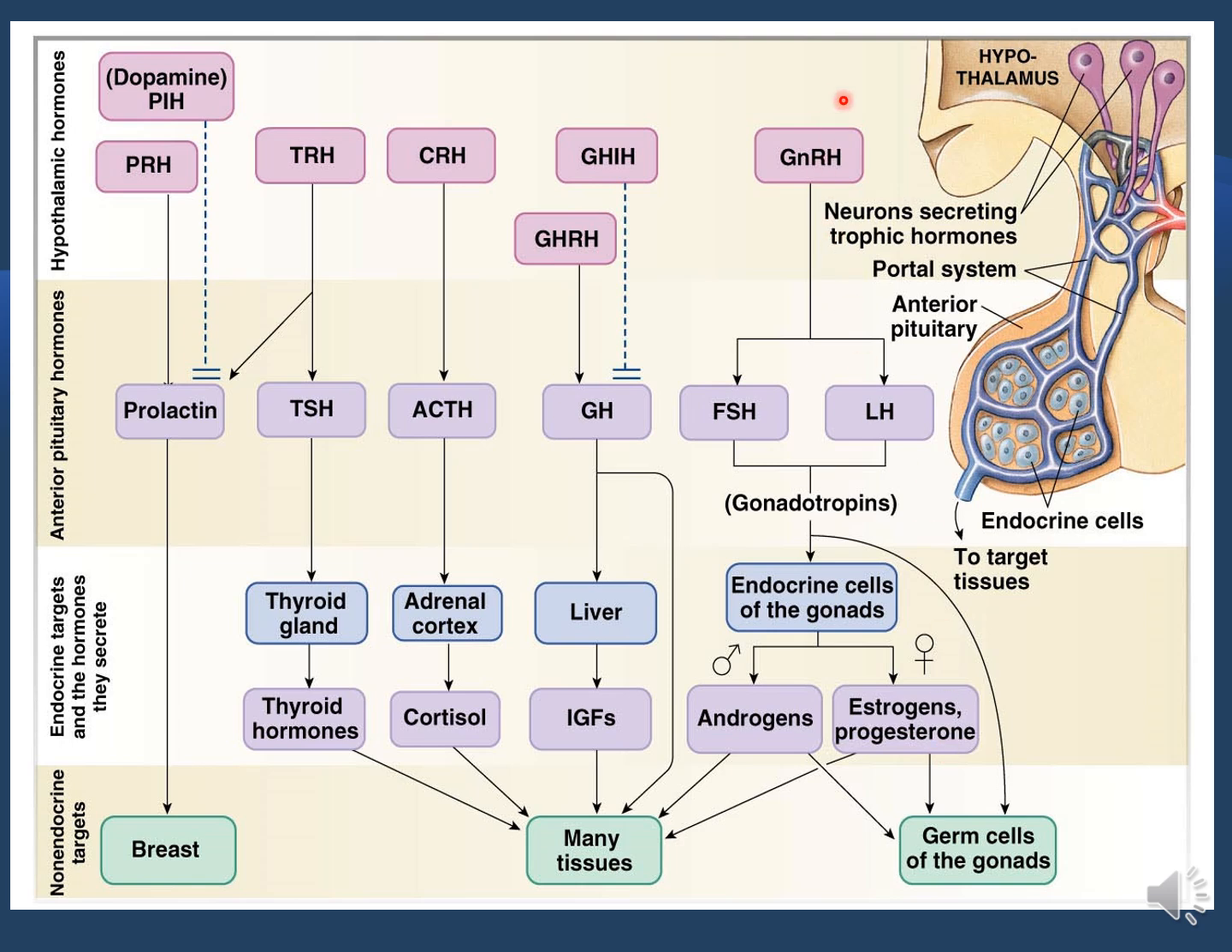secrete. These are therefore trophic hormones because they influence the pituitary. These are trophic hormones because they influence all these different endocrine glands right here. And then these are the final non-trophic hormones because they act on non-endocrine tissues.